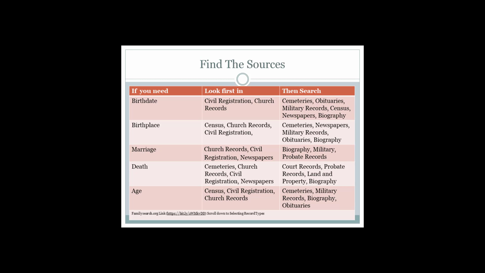Find the sources. If you need a birth date, birthplace, marriage, death, or age, search the following sources at the appropriate repository. There is an exhaustive list at FamilySearch.org. I've included the link at the bottom of the slide. When you access this link, scroll down to selecting record types. I will provide an example on how to use repositories and sources on the next slide. So let's get started.